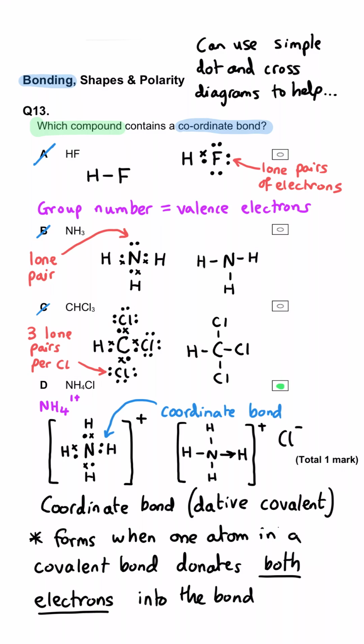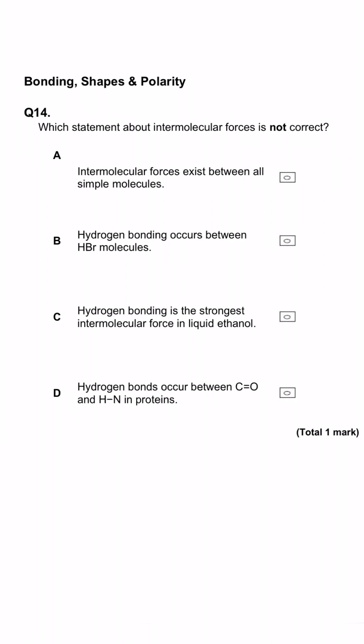Which statement about intermolecular forces is not correct? So we're looking for the false statement out of these 4, so we're looking for 3 true statements that we can disregard. First of all, A, intermolecular forces exist between all simple molecules.